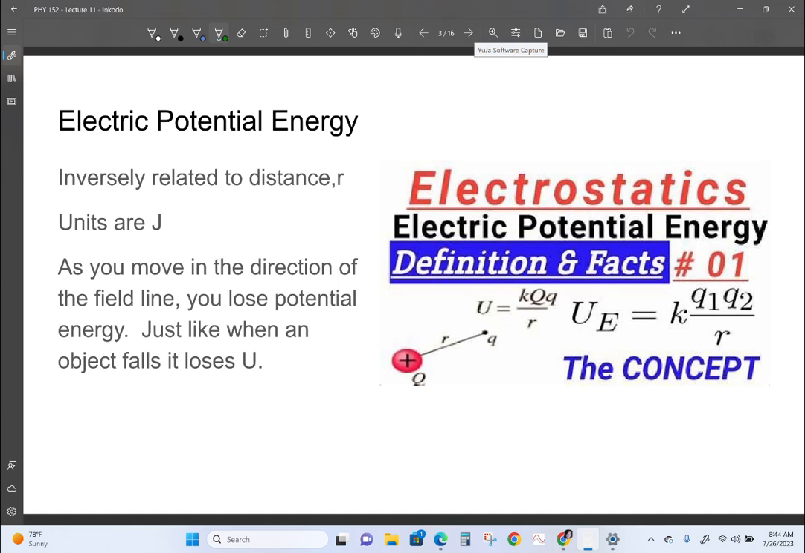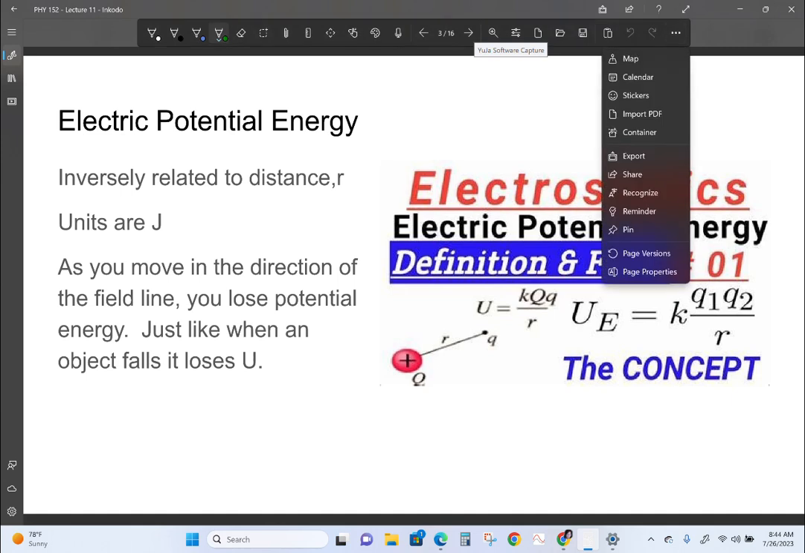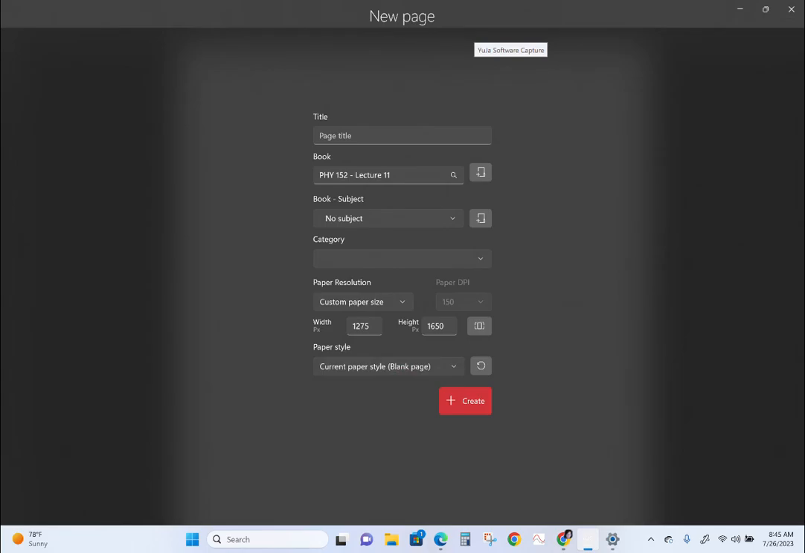So let me just see if I can add a page right here. Okay, we'll just do it right here on this page. All right, so what do we know about gravitational potential energy?